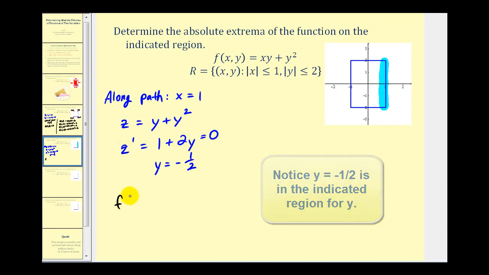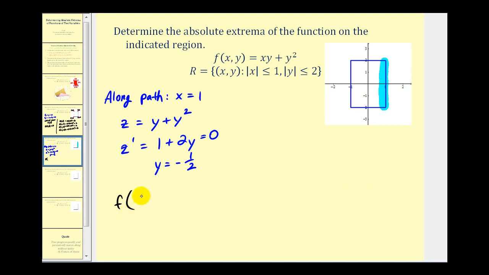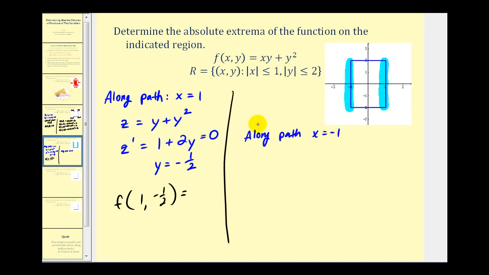So this tells us we need to consider the function value when x is 1 and y is equal to -1/2. Before we do that, let's go ahead and consider the path x equals -1, which would be along this path. Again, if x is equal to -1, we can rewrite this function in terms of one variable. We would have z equals negative y plus y squared.